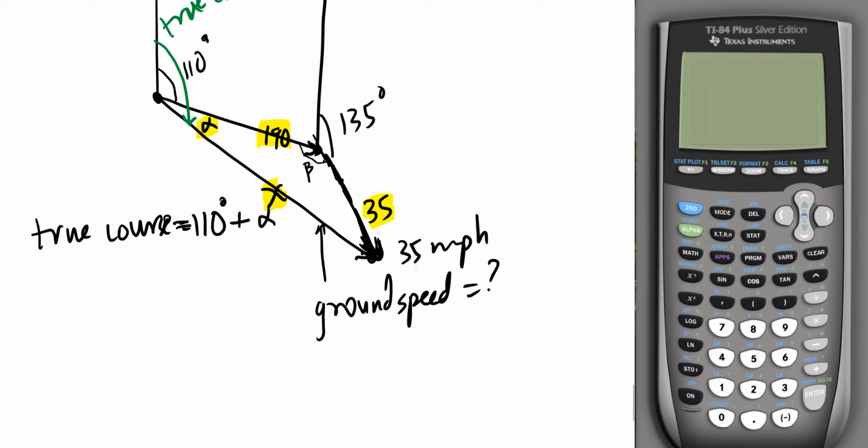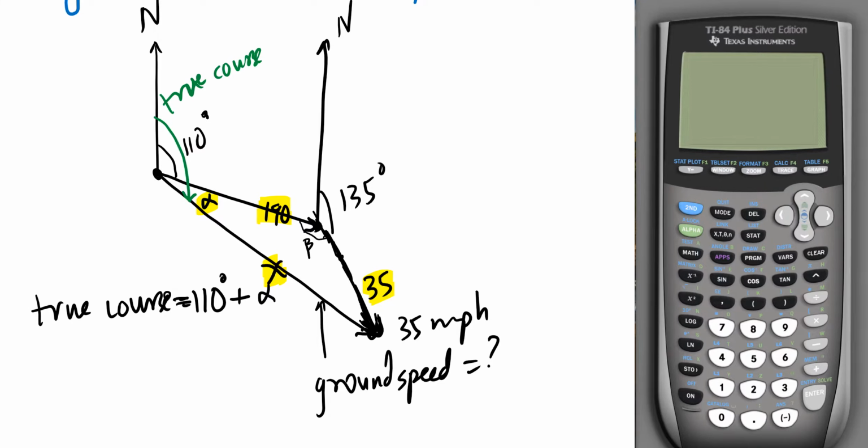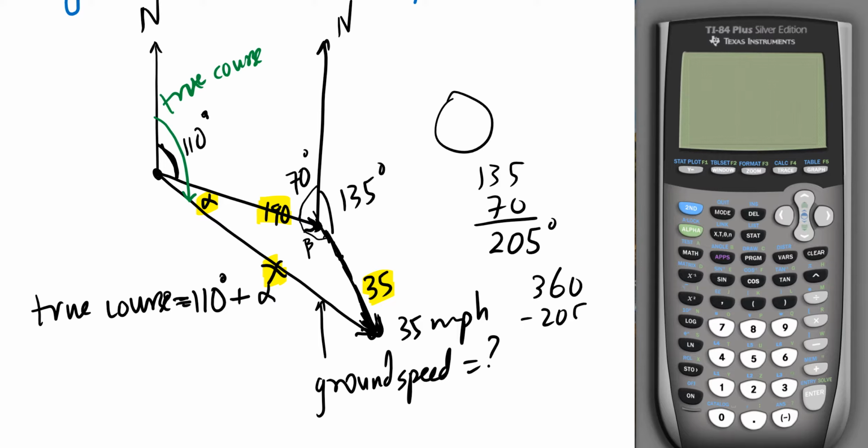I only know 135. Remember, these two vertical sides are north. Both of them are parallel lines. So if this angle is 110, this angle should be 70 because they are supplementary. So if that angle is 70, I can take 135 plus 70, and that gives us 205 degrees. But we know the entire circle is 360. So 360 minus 205 gives us 155 degrees. So this beta here is now 155.